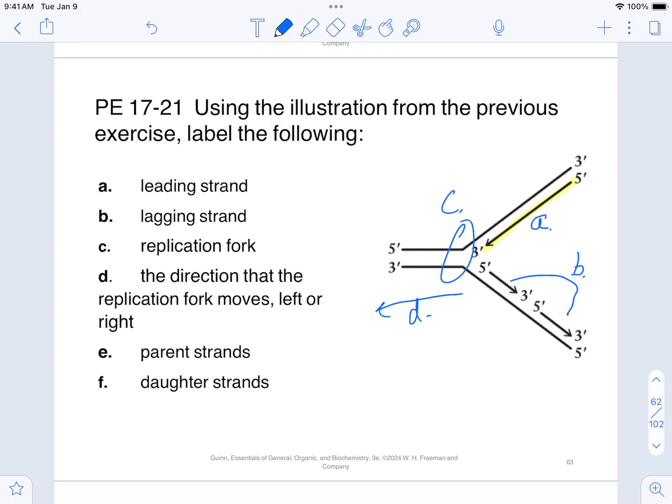For E, your parent strands, that is a parent strand, and that is a parent strand. The other two are your daughter strands. Those two are your daughter strands.